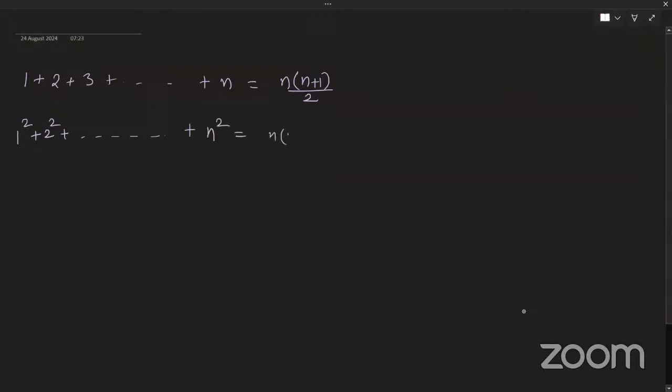So yesterday we had done natural numbers: 1 plus 2 plus 3, and so on up to n. We had derived it as n into n plus 1 by 2. Same thing, 1 square, 2 square, so on, up to n square. Its value was n into n plus 1 into 2n plus 1 by 6. So the same thing we can do for one term higher.